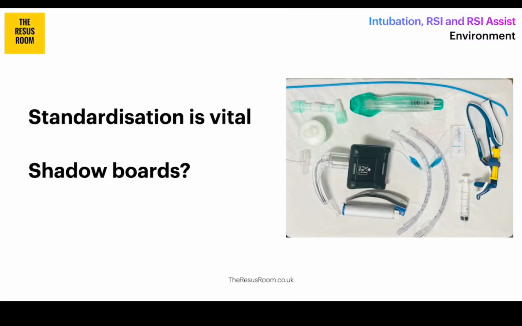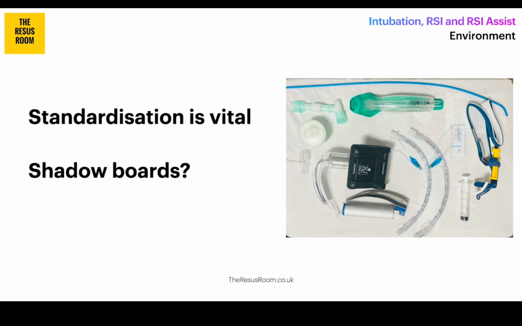Now, what you lay out and in what order is going to be determined by your organisation, and that is important because standardisation is vital if we're looking to improve safety and efficiency. Everyone in the organisation needs to train and use the same kit dump layout to maximise its impact.